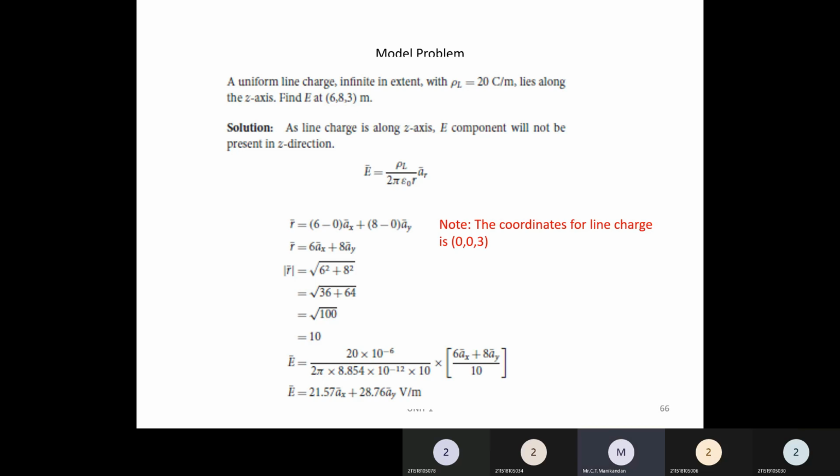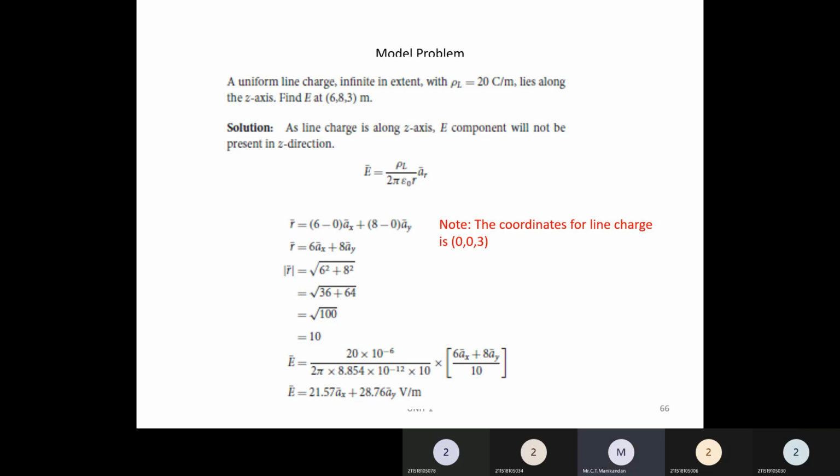Similarly, you know the concept for the modulus of the r vector. If you substitute that, you will be getting the AR vector. AR vector is the R vector divided by the modulus of the R vector. Then rho L is 20 into 10 power minus 6, divided by 2 pi into epsilon naught, 8.854 into 10 power minus 12, into the modulus of R, which is 10. If you substitute that, you will be getting the E value.